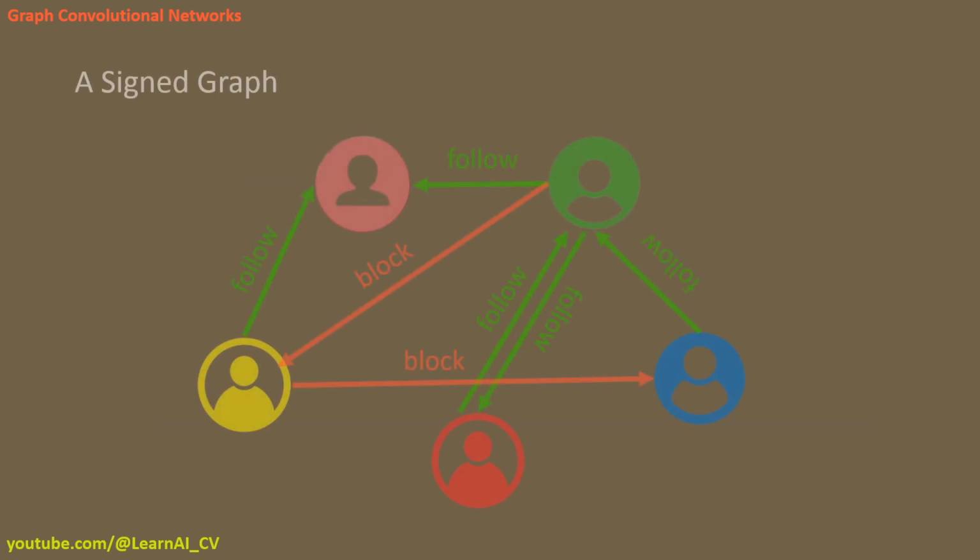In a signed graph, each edge is associated with a positive or negative sign. Each edge can only be either positive or negative. Signed graphs are used in social networks to represent types of relationships between people. The act of following and blocking on Instagram can be viewed as positive and negative edges, respectively.